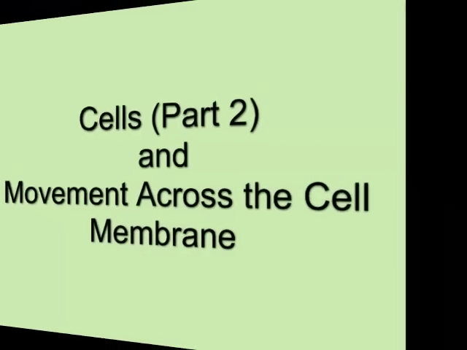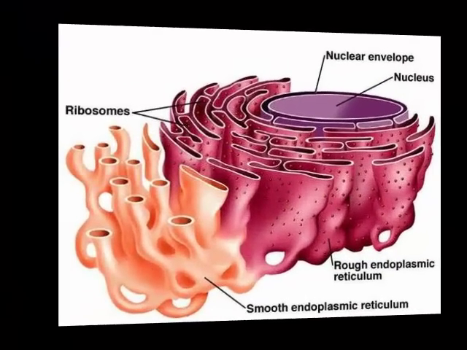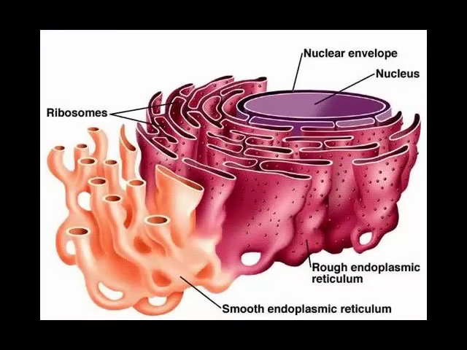Endoplasmic reticulum in the cell is like the highway through the cell. It's the highways and byways through the cell. It forms a channel or a pathway through the cytoplasm. It gives the things inside the cell a way to travel through the cell.